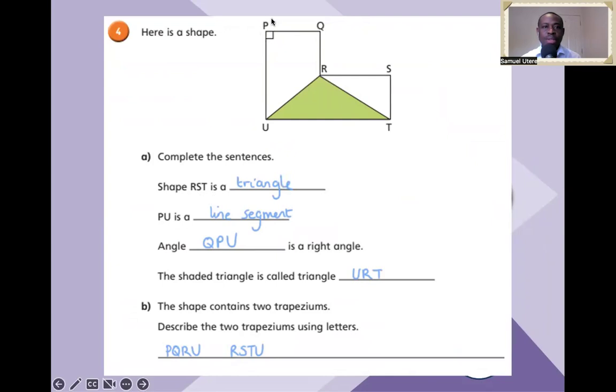The middle letter tells you the position of the angle you should look at. And then here, the shaded triangle is called triangle URT. You could have called it RTU or TUR. It would still be right. Next, you're asked, the shape contains two trapeziums. Describe the two trapeziums using letters. By now, you should know what trapeziums look like. So these are the trapeziums.